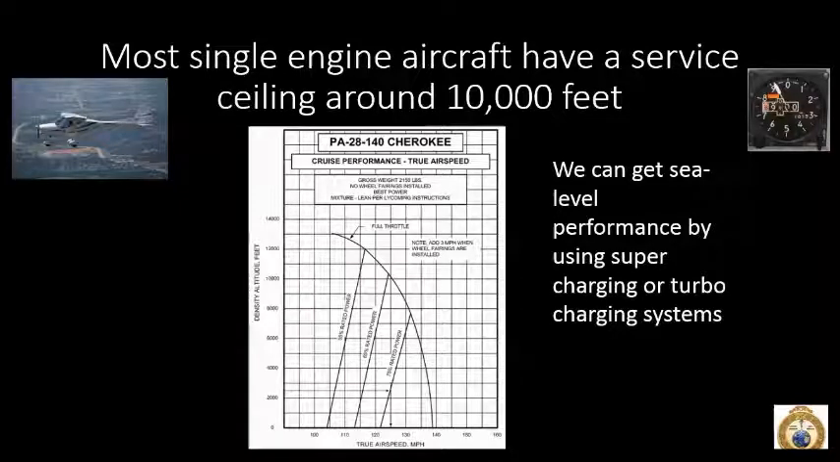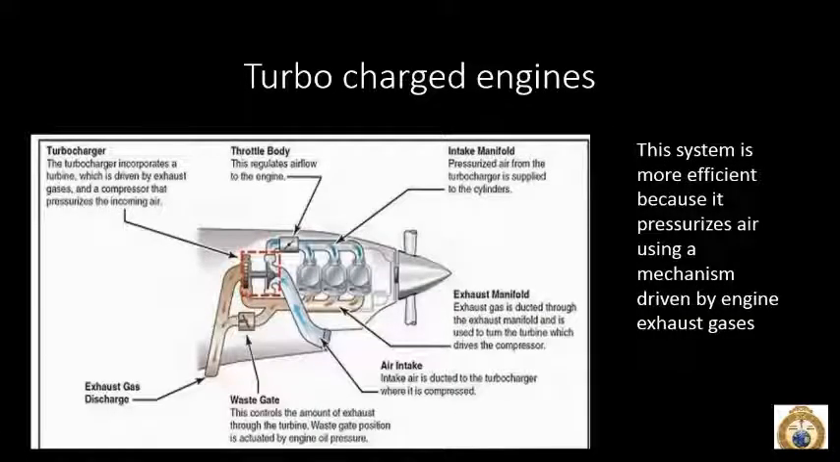Now, we can get sea level performance by using supercharging and turbocharging systems. Here's a turbocharger. This is probably the more efficient system because it's not engine driven. The engine does not have to be running. Let's say we've got our normal combustion going on. Here's our cylinders, cool air coming in, warm air coming out. Well, we have a wastegate here, and we have a return. Now, what we can do is close off this wastegate, right? And then this air kicks back up here and then out.